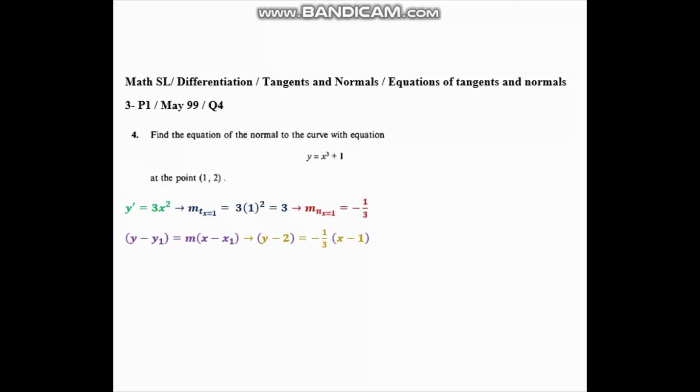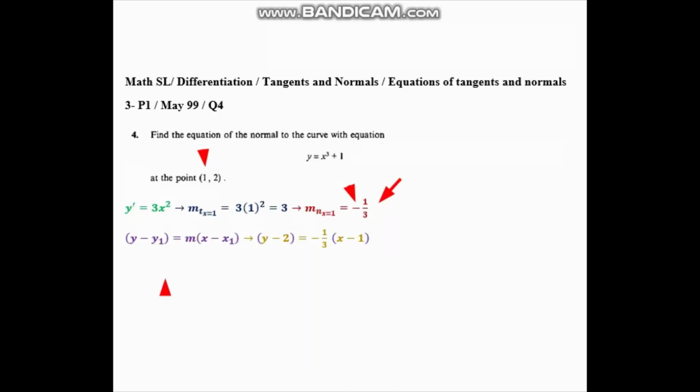Next, given the slope of the tangent, I want to find the slope of the normal, and I do that by flipping and switching. So I switched the sign from positive to negative, and I flipped the number from numerator to denominator. This is the slope of my normal. I have the slope, and I already had the point. It was given in the question. So I have all what I need.